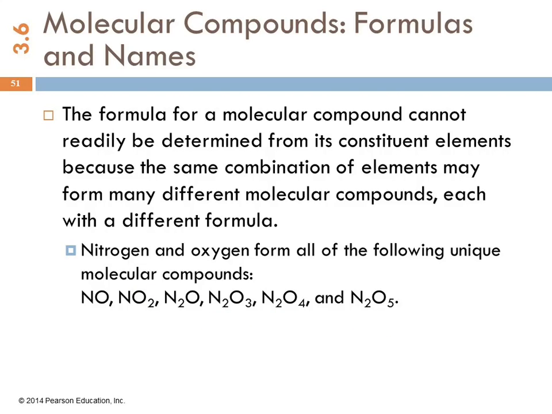How do you know which one you're talking about? So we can't just call this nitrogen oxide or something because we're not going to know which one it is. Carbon and hydrogen are the real famous ones. They form gazillions of compounds, all with the same two elements.